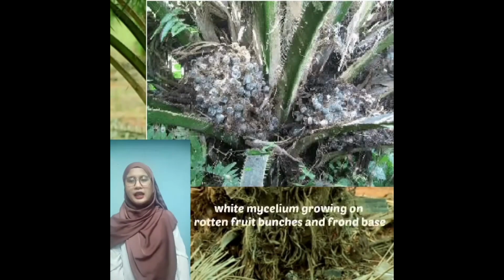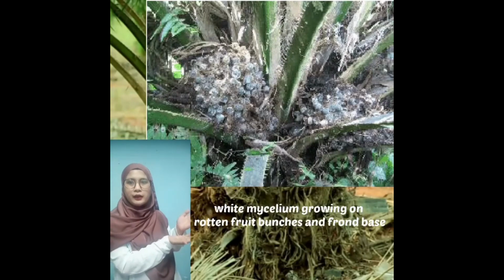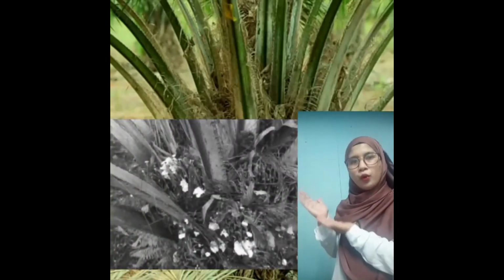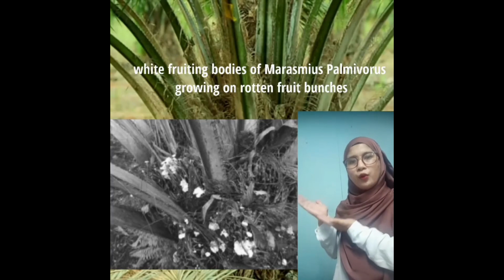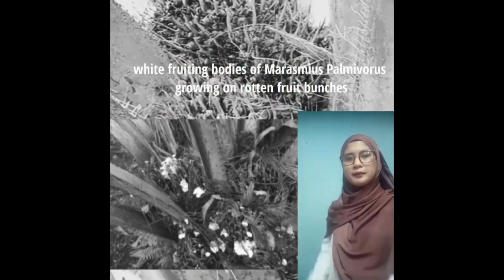As we can see, the picture shows white mycelium growing on rotten fruit bunches and frond base. This one shows the white fruiting bodies of Marasmius palmivorus growing on rotten fruit bunches.